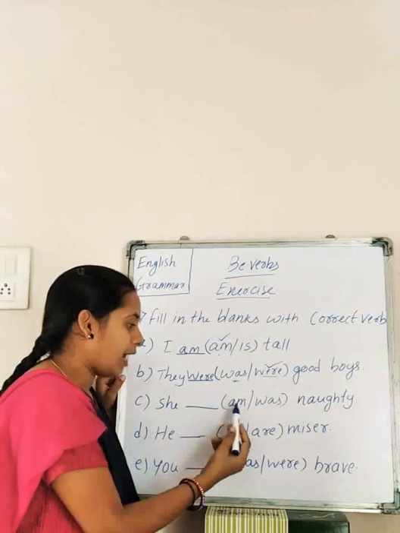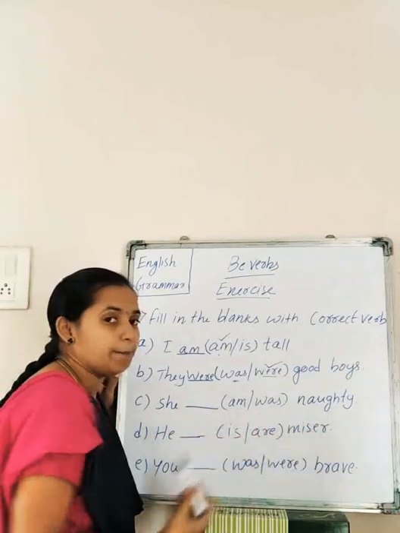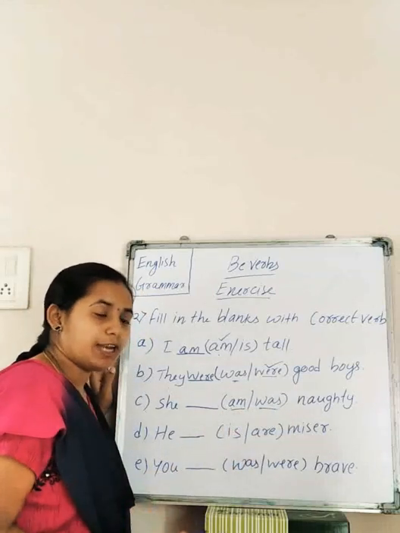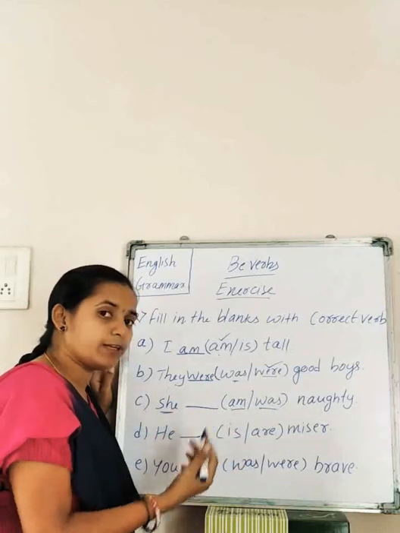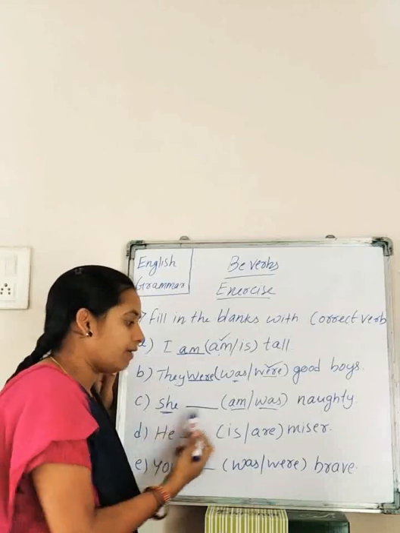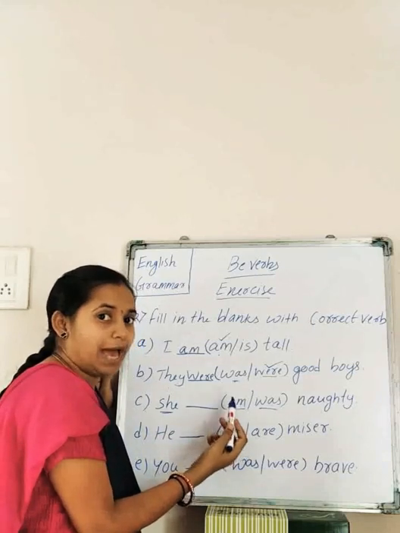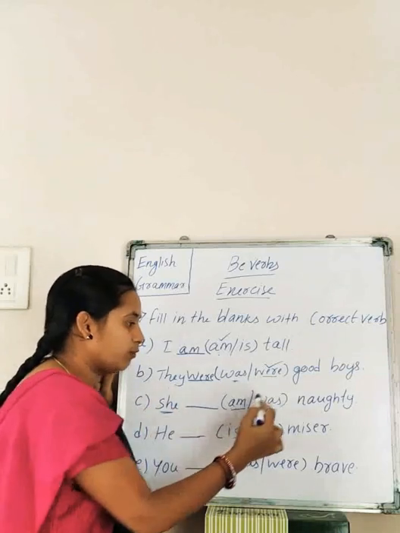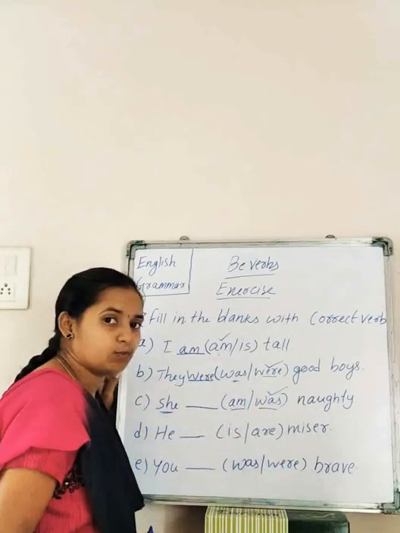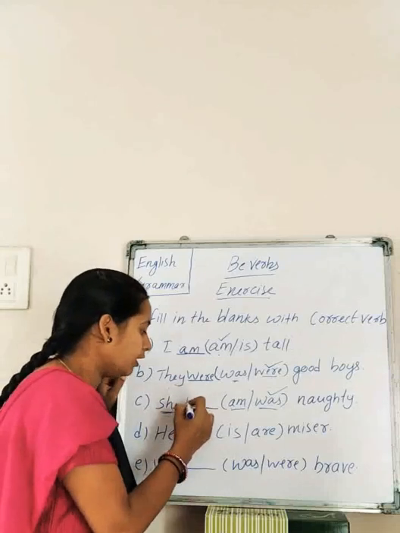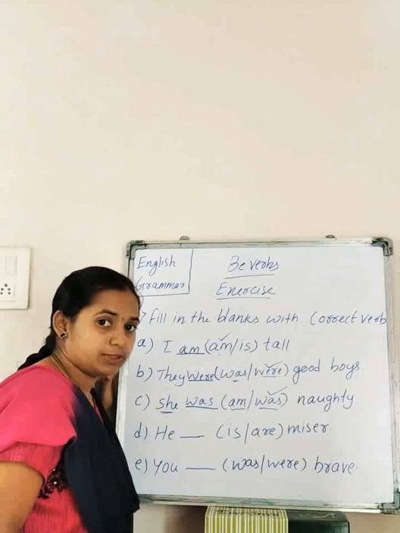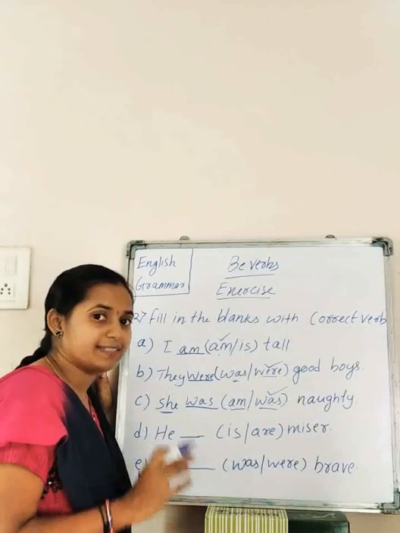She dash, am or was, naughty. So here what are the options? Am or was. Can you tell me which particular verb we can use here with she? Can we use am? No. Am is only used with I. So she can be used with only this one, and that is the correct one, was. So here you can write, she was naughty. She was naughty is the correct sentence.